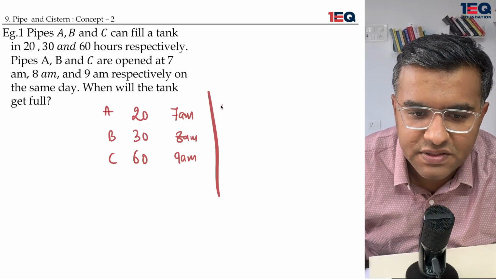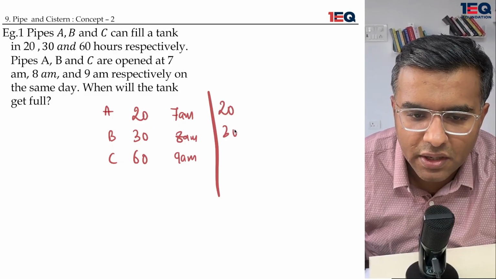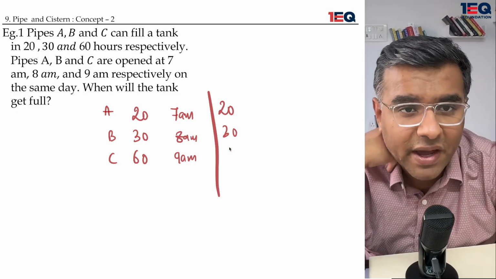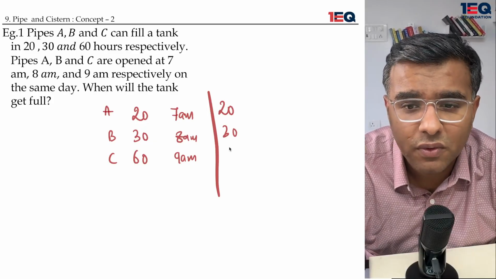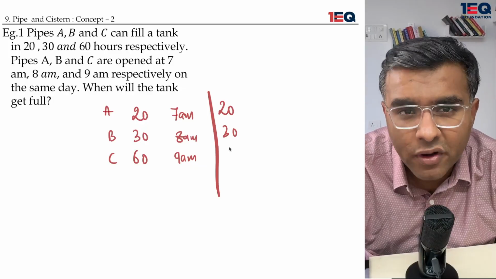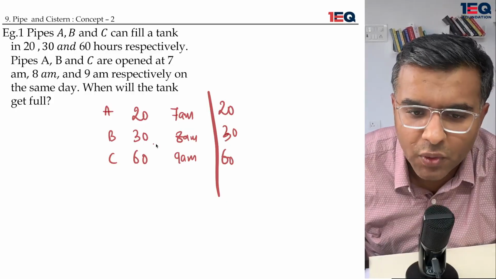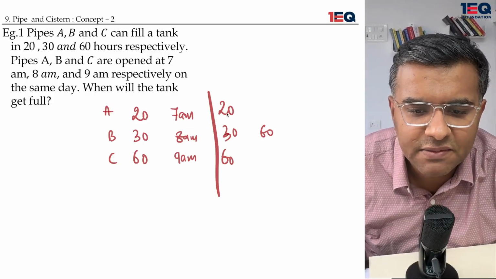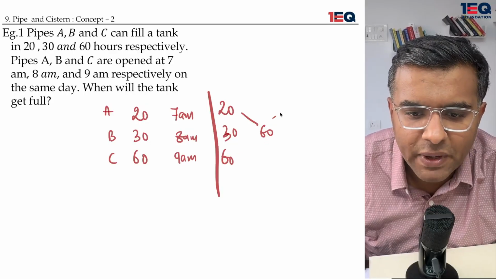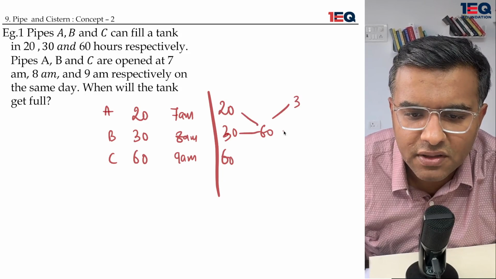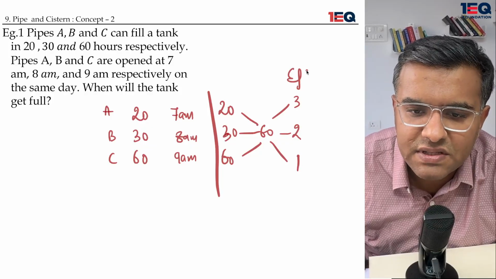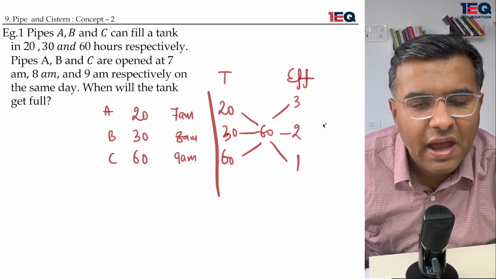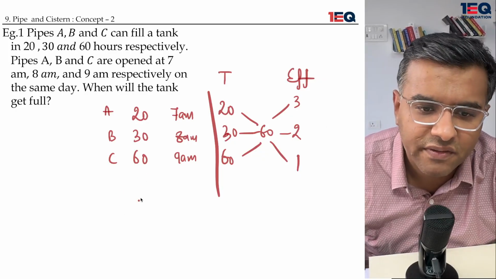What I'll do here first is use 20, 30, and 60 and quickly find out, if there was no time barrier, what their efficiencies would be. When I talk about efficiencies, I also talk about their contribution to filling the tank. So I'll quickly take the LCM of 20, 30, and 60, which is 60. For 20 the contribution is 3, for 30 the contribution is 2, for 60 the contribution is 1. So these are the efficiencies. This was the time, and the efficiency is also equal to the contribution each one of them is putting.